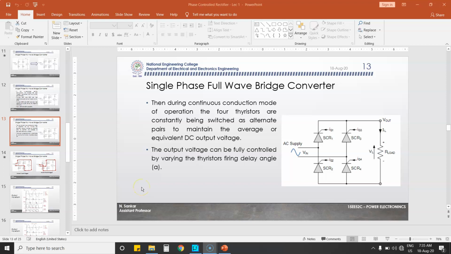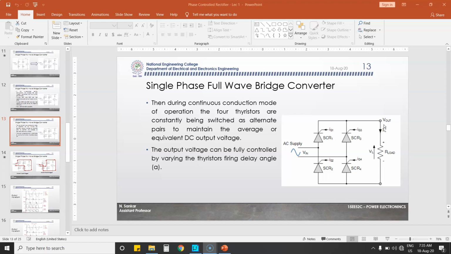Welcome students. In this video we're going to learn about the simulation of single phase, full wave, full control converter and then semi control converter. First of all, this is the circuit diagram for your full control converter. We have four thyristors here, 1, 3 and 2, 4, and we have an AC supply and then load.